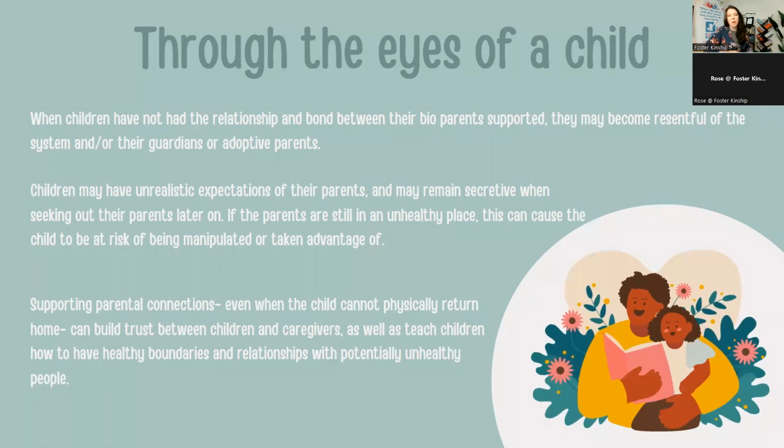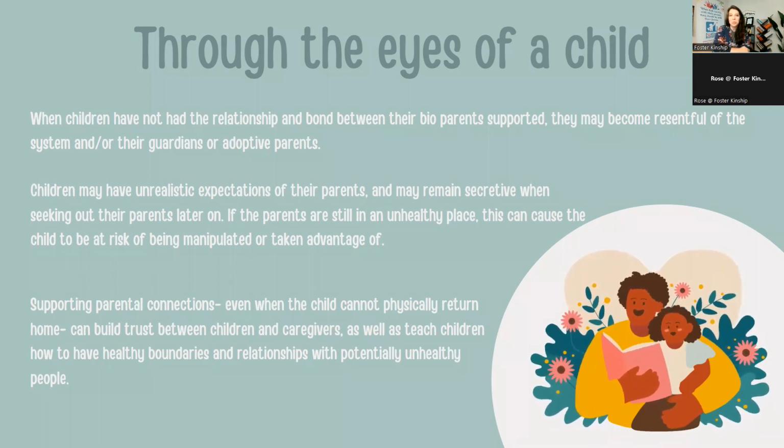So when we think through the eyes of a child, why is reunification so important? When children haven't had the relationship between their parents supported, they can be resentful of the system. They can become resentful of their guardians or their adoptive parents. They may also develop unrealistic expectations of their parents. They may remain secretive, like I said, when seeking out their parents. And if parents are still in an unhealthy place when children are secretly reaching out, it can cause the child to be at risk of being manipulated or taken advantage of.